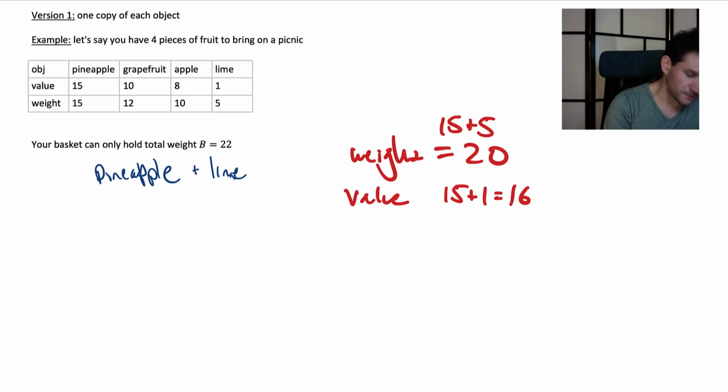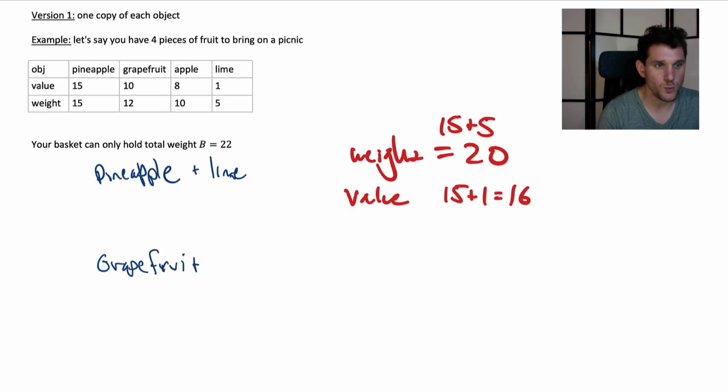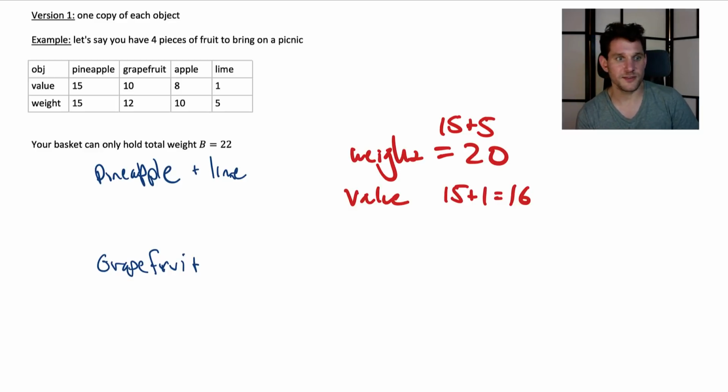Okay, so now let's consider an alternative. An alternative would be I could instead go with the grapefruit. If I put the grapefruit in the bag, now the grapefruit weighs 12, 12 out of 20 units. I still have 10 units left in the basket. What do I want to do with those 10 units? Well, I can either use the apple or the lime. The apple has a higher value, so clearly I'm going to put the apple in. So I can do the grapefruit plus the apple, right?